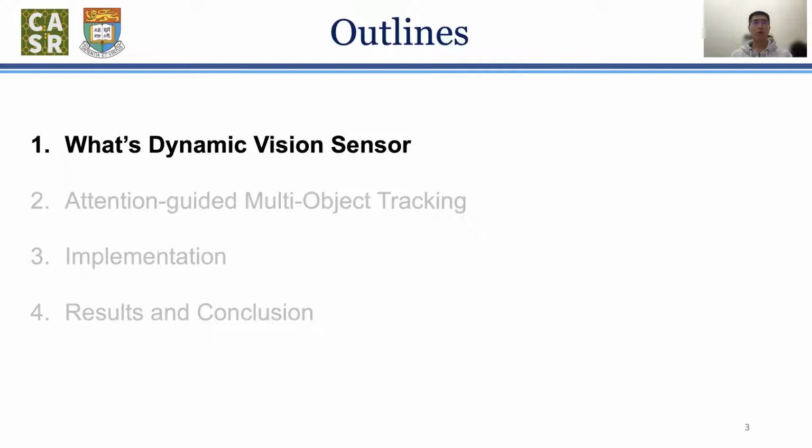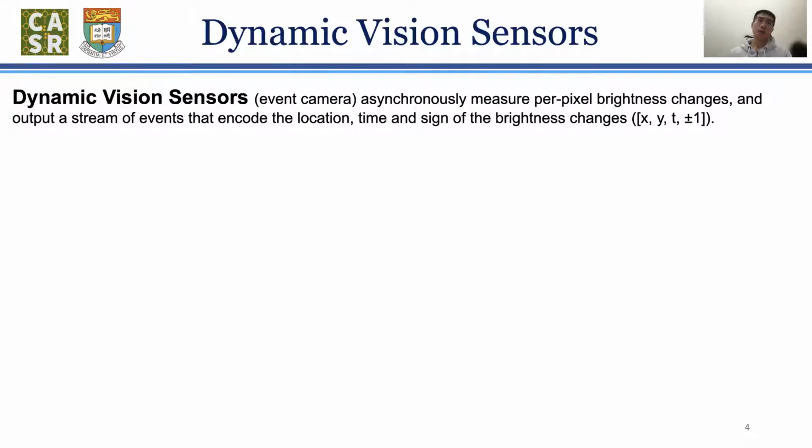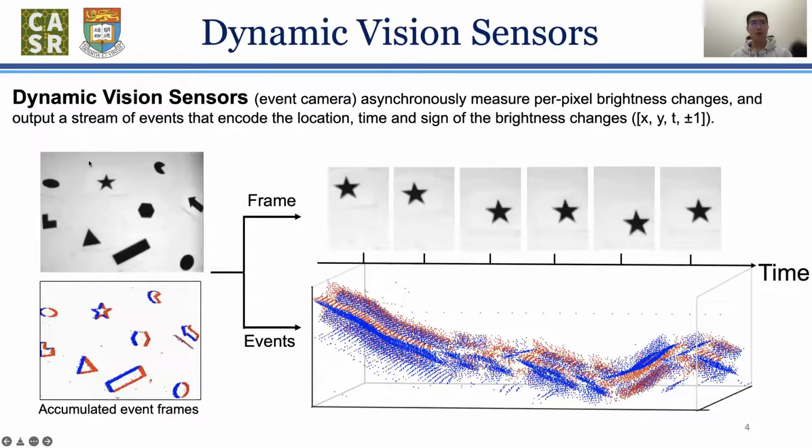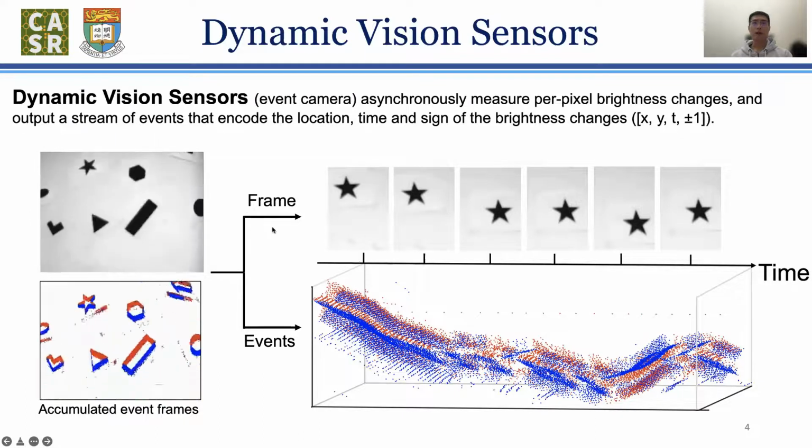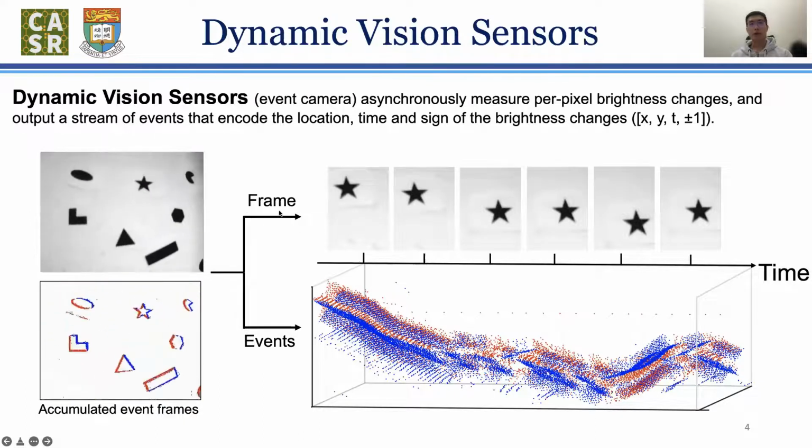So first, what are dynamic vision sensors? Dynamic vision sensors, sometimes people call them event cameras. They asynchronously measure per-pixel brightness changes and output a stream of events that encode the location, time, and sign of brightness changes. Here on the top side, we see a video captured by a conventional frame-based camera.